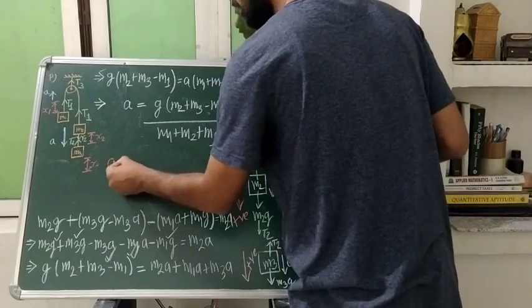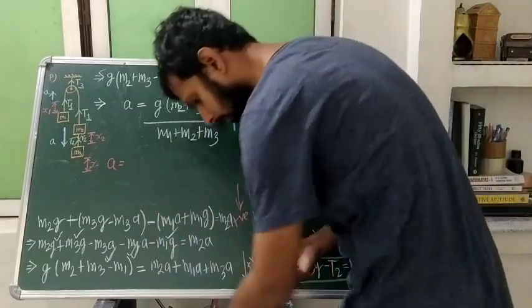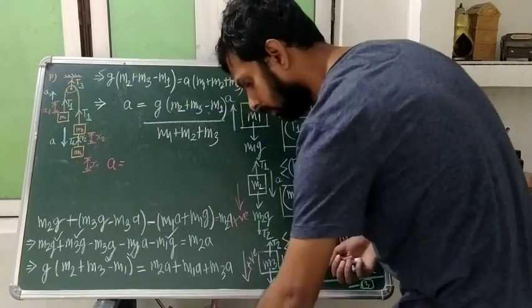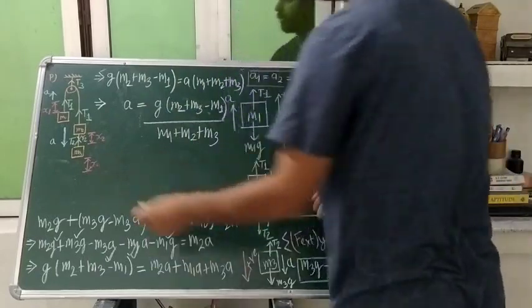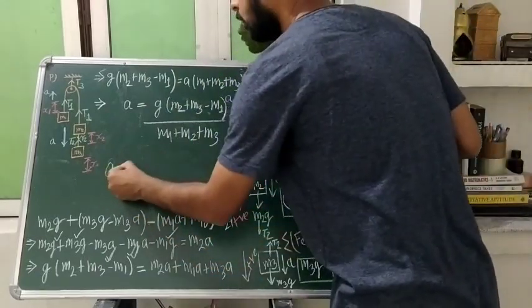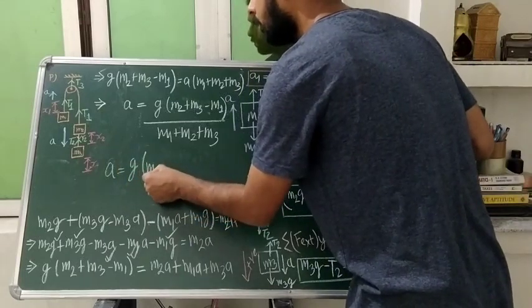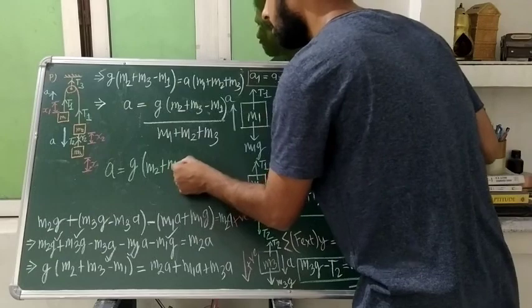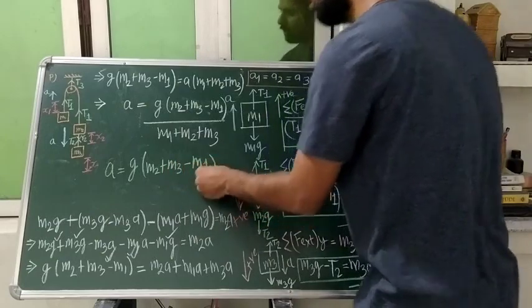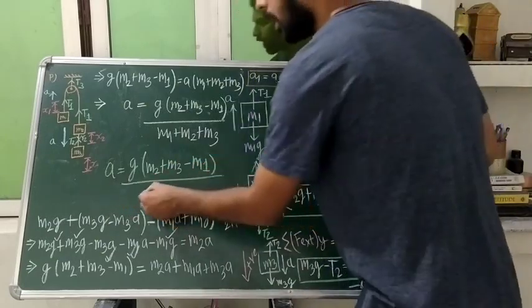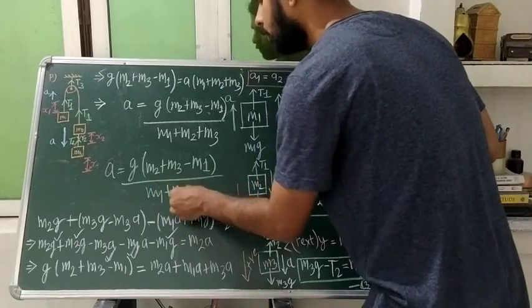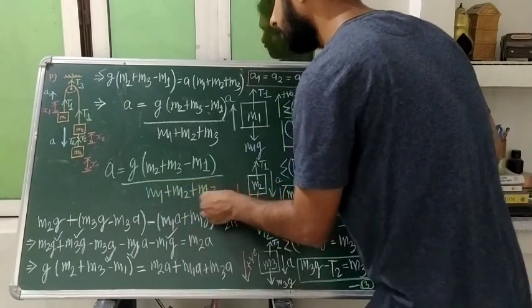Once again I can write, a will come also right from here. It is not visible. a will be equal to what? g times (m2 plus m3 minus m1) divided by (m1 plus m2 plus m3). Okay.